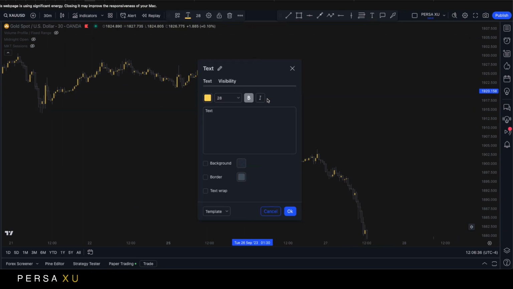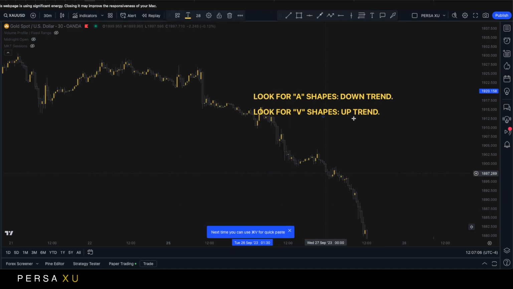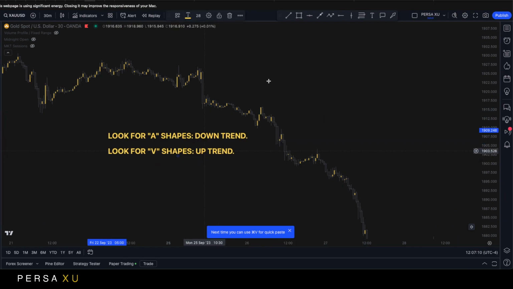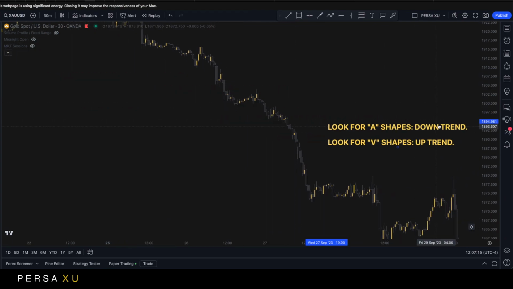It's more effective to spot A patterns during downtrends and V patterns during uptrends. I'll repeat that so you can take notes, and I'm going to write it down here in big. Look for A patterns during downtrend. Look for, I'm going to put them with shapes, because actually they're shapes, V shapes, uptrend. Okay, that is the secret to the strategy. Well, there's no secret, but that's the powerful part in it.